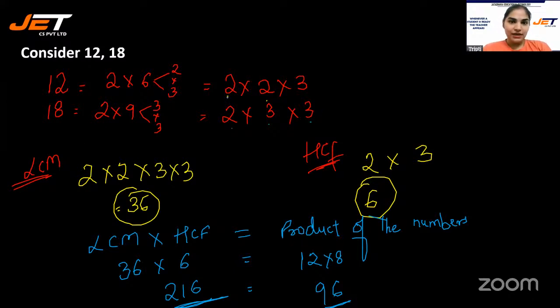LCM is twice. 2 times 2 is 4. 4 times 3 is 12. 12 times 3, 36. Now, 2 times 3 is 6. 36 times 6 is equal to 216. We'll see. It is not equal. This is not equal. Now, let's check the other one. 6 and 10. Let's do this.